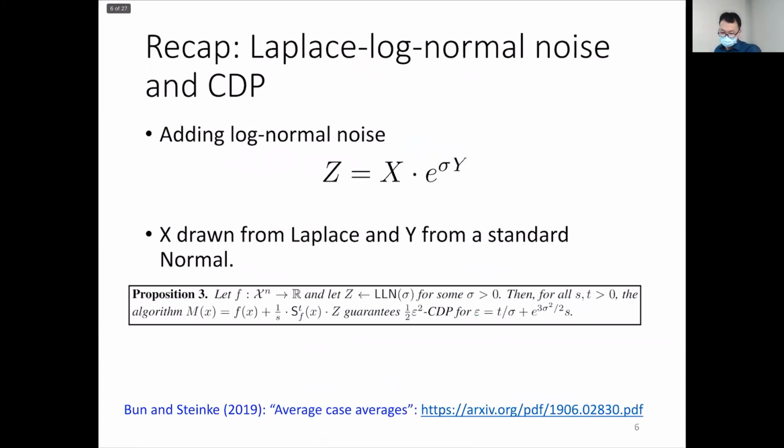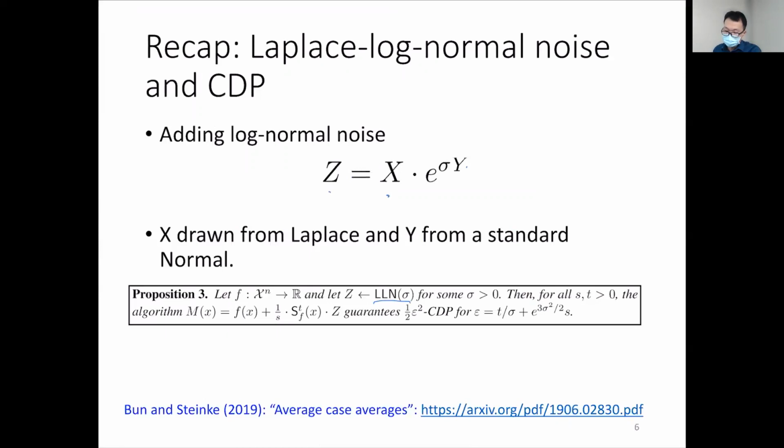So let's take a closer look at what the Laplace log normal distribution looks like. This is really the combination of two noises that we know dearly in differential privacy. The idea is that we add noise z, and this z can be generated by drawing this multiplier x from a Laplace distribution, and then drawing this y from the standard normal distribution. And this sigma is a tuning parameter.